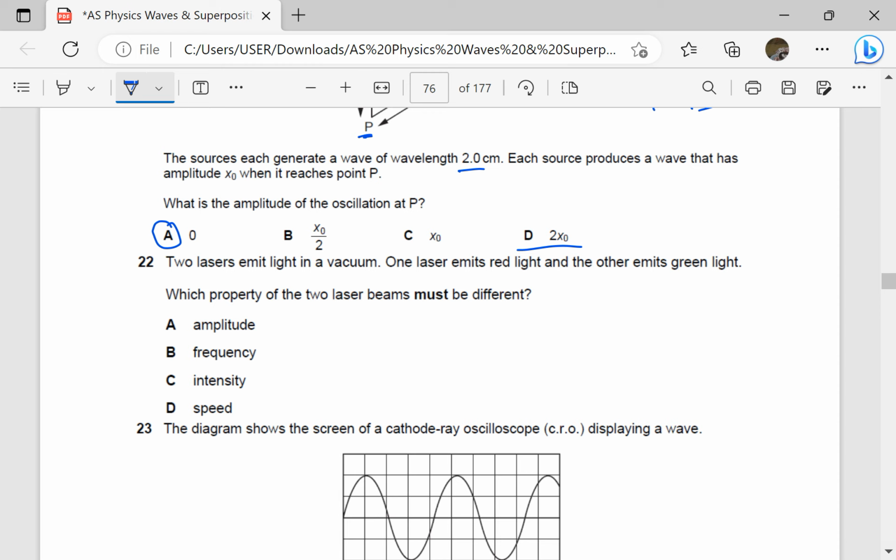Two lasers emit light in a vacuum. One laser emits red light and the other emits green light. Which property of the two laser beams must be different? So the speed is the same, so this is no different. The intensity, hmm. Red light and green light are varying in the frequency. Because the wavelength is different here, the frequency is going to be different. So the answer there is going to be B. The frequency must be different.